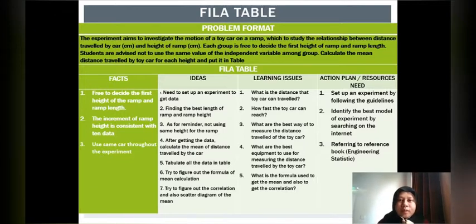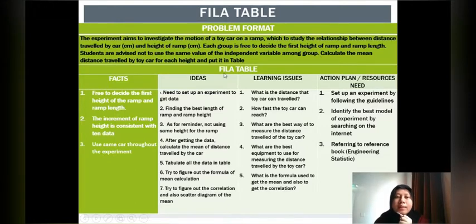Let's move on to the FILA table. So, the problem statement. This experiment is aimed to investigate the motion of a toy car on a ramp, to study the relationship between the distance traveled by the car in cm and the height of the ramp in cm. Each group is free to decide the first height of the ramp and the ramp length. Students are advised not to use the same value of independent variable among groups.